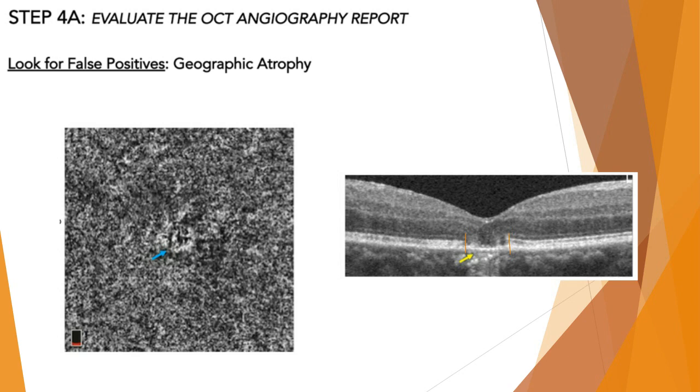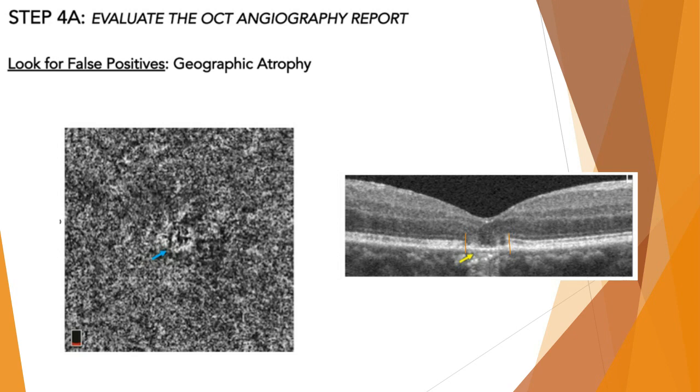You can see that the PIL is missing, the ellipsoid zone is absent, and this is resulting in increased visualization of the choroidal vasculature. When you have an area of geographic atrophy like this, these large choroidal vessels are going to migrate anterior, resulting in increased visualization on the angiogram. So when you look at the angiogram, that blue arrow is pointing to those large choroidal vessels. That is not a true CNV.